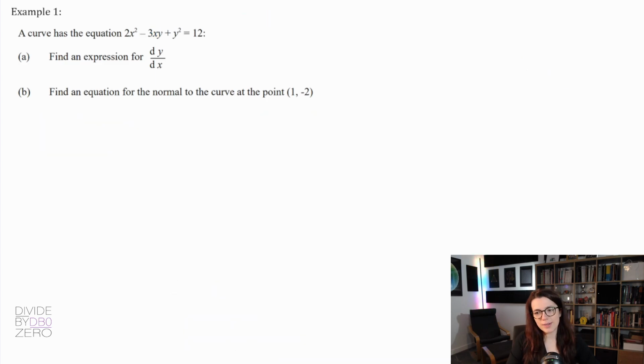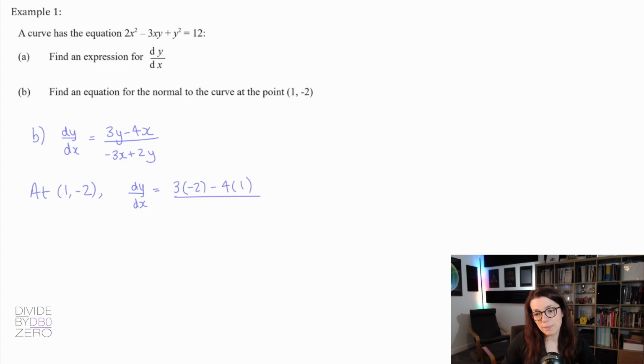Part B, find an equation for the normal to the curve at the point 1, minus 2. From part A, we know that dy/dx is equal to 3y minus 4x over minus 3x plus 2y. All we need to do is substitute in the x and y coordinate. So at 1, minus 2, dy/dx is going to be equal to 3 times minus 2 minus 4 times 1 over minus 3 times 1 plus 2 times minus 2. That gives you 10 over 7.